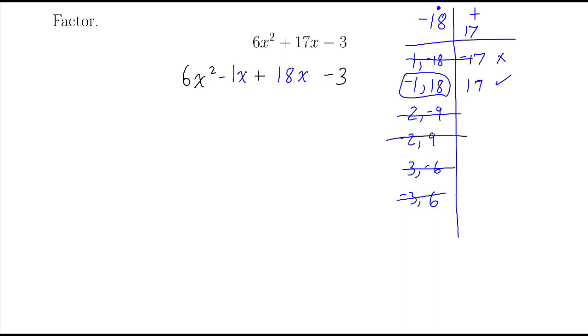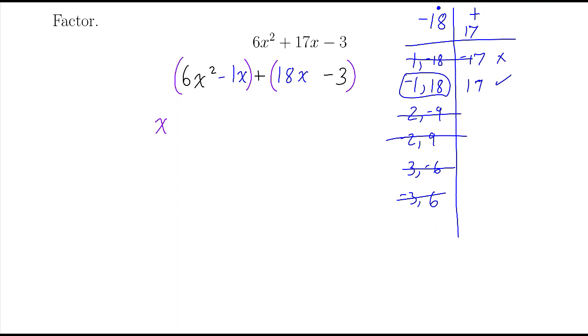So, okay, why would I do that? Well, now the idea is that I want to group together the first two terms and the last two terms. Okay, I want to do that so I can focus on them one at a time. 6x squared minus 1x. Those two terms have a common factor. They both have an x to the first power, right? This one has two x's, this one has 1, so they both have at least one x.